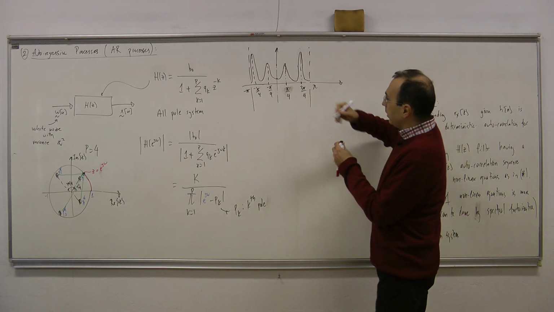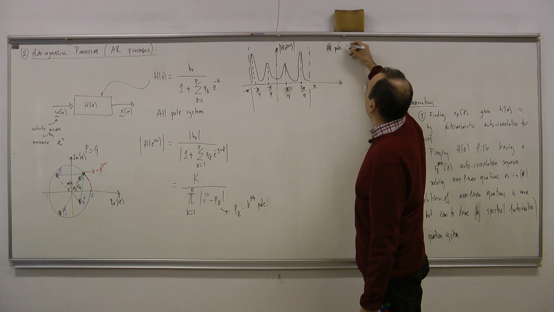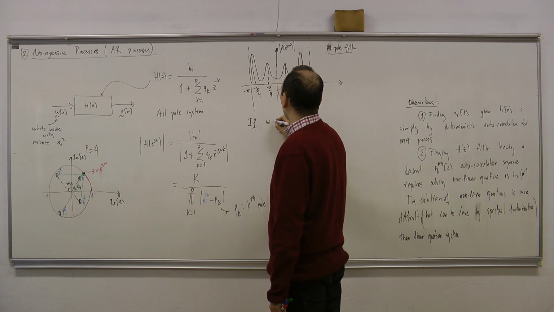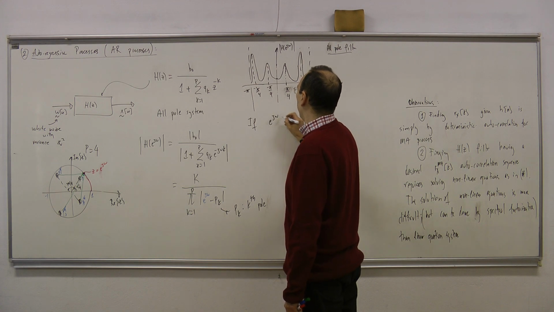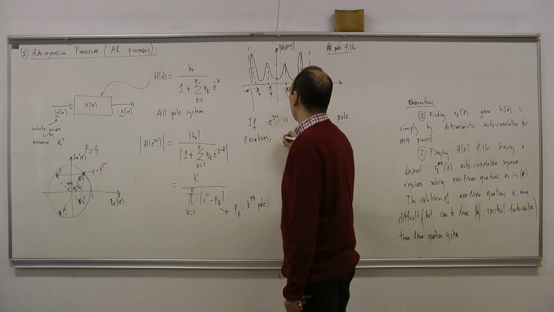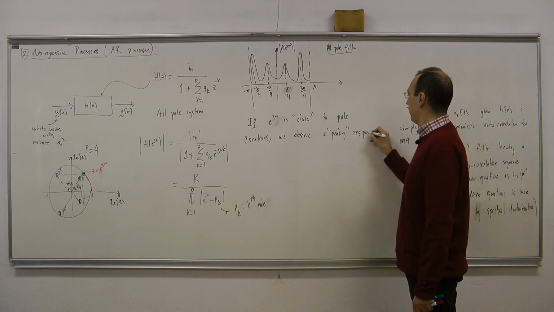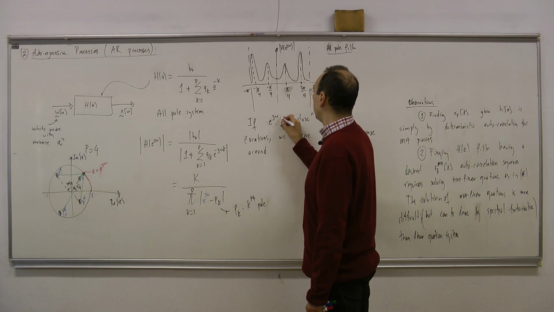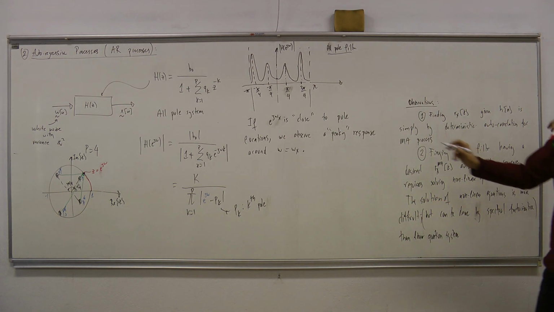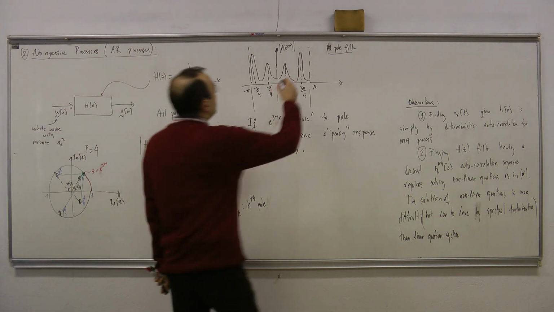So what we see is, this is |H(e^{jω})|² for, let's say, an all-pole filter. So what we observe is the following. If e^{jω} is close to pole locations, we observe a peaky response around, let's say, ω_x. ω is equal to ω_x. Okay? If for a particular ω_x, this ω_x is close to one of these poles, we get a peaky response.